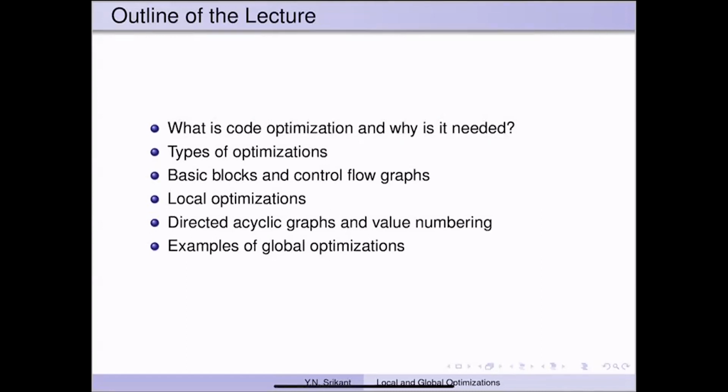The outline of the lecture is here. An introduction saying what is code optimization. Then we look at the basic types of optimizations, basic blocks, control flow graphs, some examples of local optimizations, and then directed acyclic graphs, value numbering, and examples of global optimizations. This is the agenda for today's lecture.